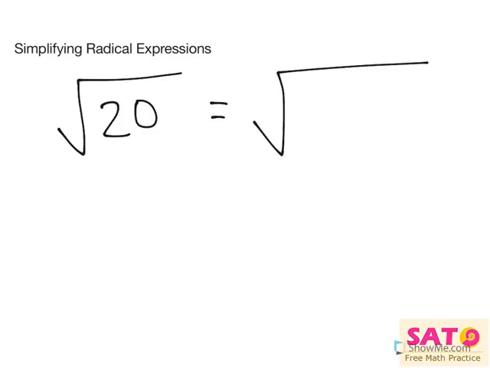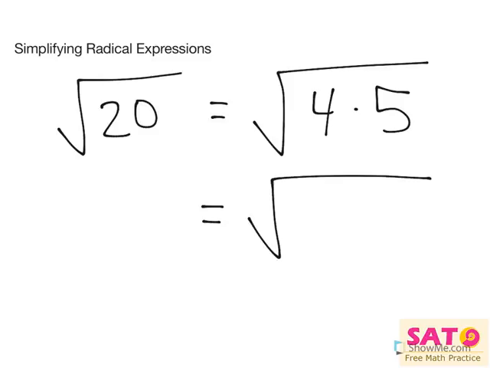What if we had something like the square root of 20? Well, we can break it up. We know some of the factors. Let's say we know 4 times 5. Well, that's not exactly a perfect square, but we can still break it up even further. We know the square root of 4 is just 2 times 2. So that's 2 times 2, and 5 cannot be reduced. So that's the furthest we can get.